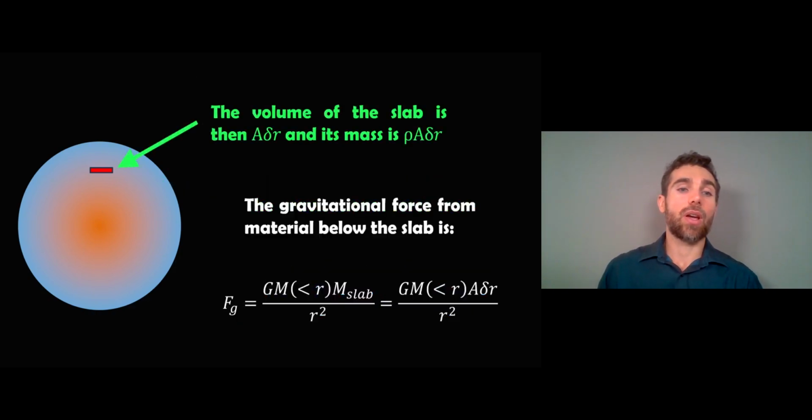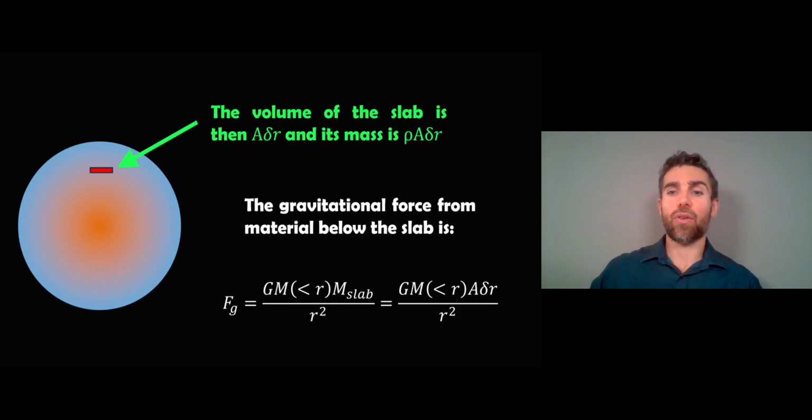So we can now write the volume of this slab, which is going to be the area times the thickness. So we've got the area of the slab, and then we've got the thickness, so we can then get its volume. And if we've got the volume, then just multiplying that by the density is going to give us the mass of that slab. So we've then got an expression for the volume and the actual mass.